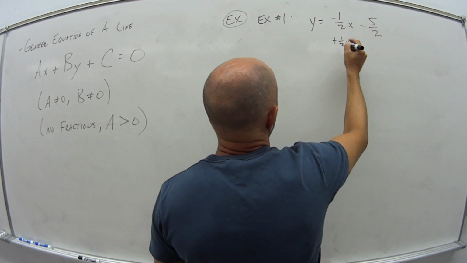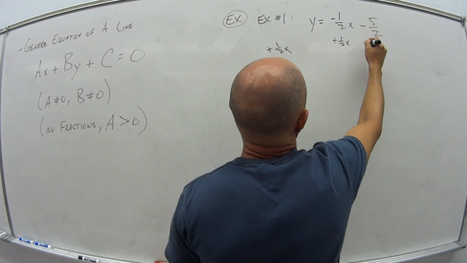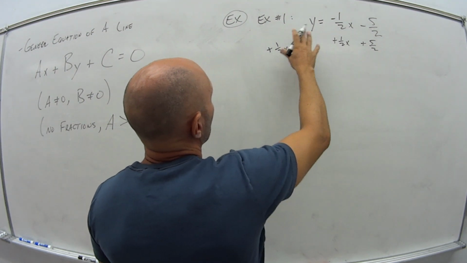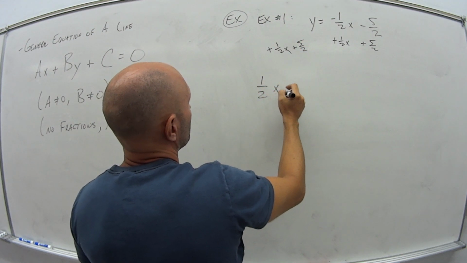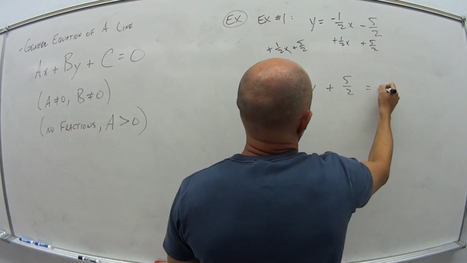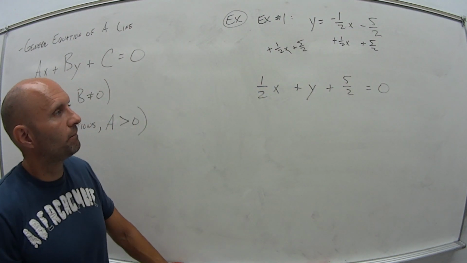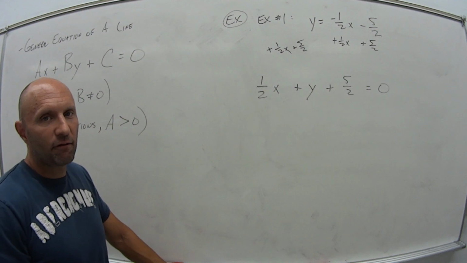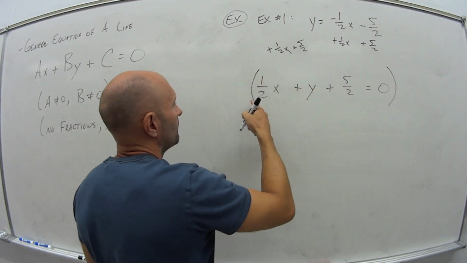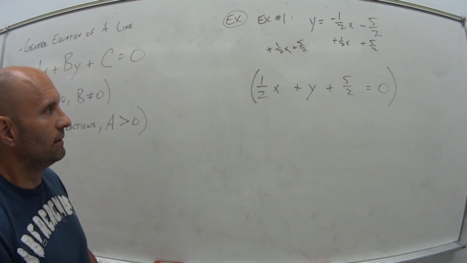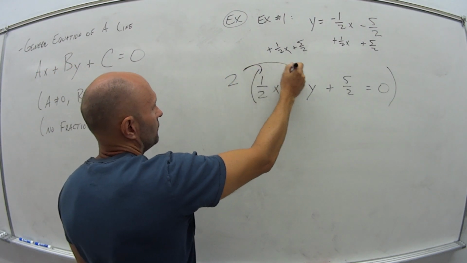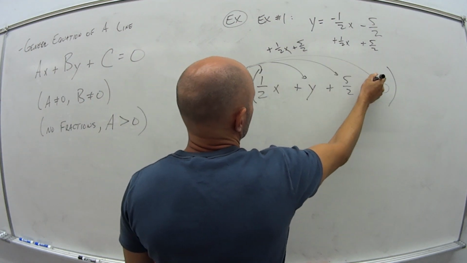So I'm going to have to add 1/2 x to both sides. And I'm going to have to add 5/2 to both sides. So when I do that, what do I get? I get 1/2 x plus y plus 5/2 equals 0. So I'm almost there. But I can't have fractions, right? So how do I get rid of the fractions? I'm going to have to multiply everything by the LCD, the least common denominator, which in this case is 2. So I'm going to multiply 2 by every term.